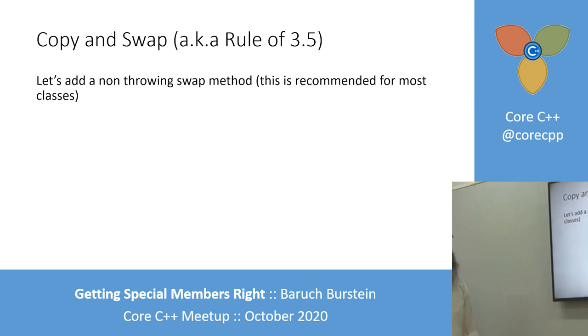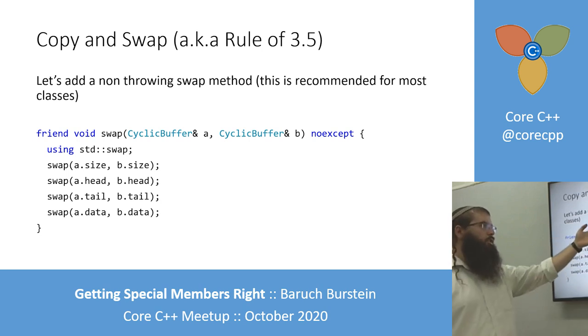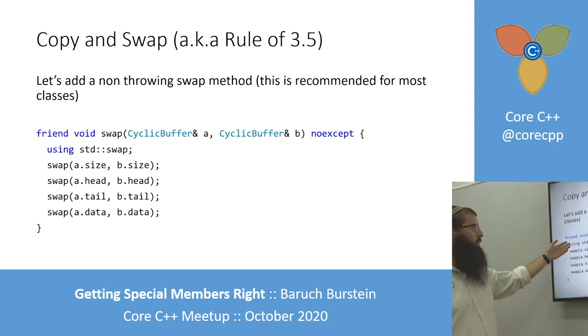If we add a non-throwing swap method, which is, by the way, also what the C++ Core Guidelines recommend, to have a non-throwing swap whenever possible. Implementing it is mostly boilerplate, using std::swap, and then just swap every member. Assuming that all these swaps are noexcept, which, as we said, they should be, this swap will be noexcept. And it's not copy-paste boilerplate, but there's nothing to think about. It just swaps all the way down.